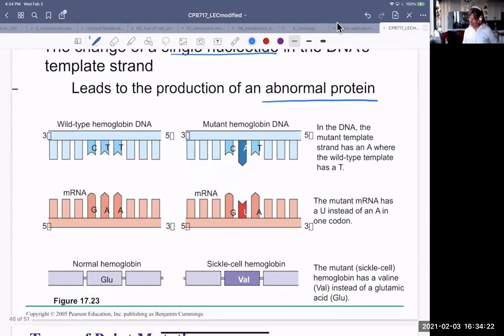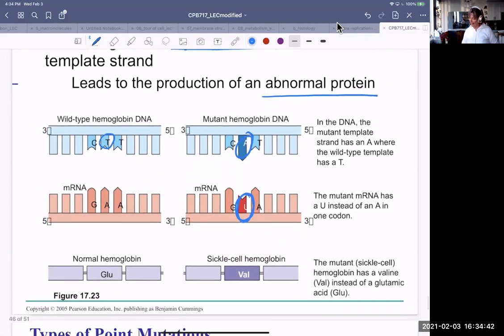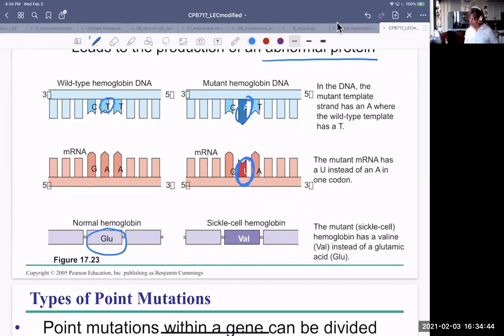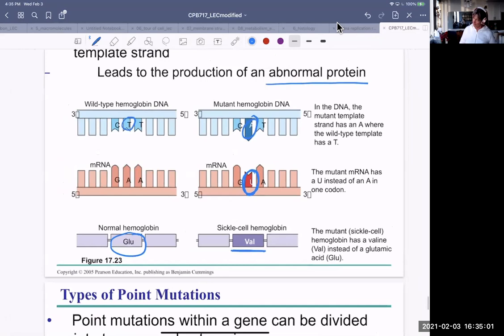So in this case, here's a T, but whoops, there's a mutant. This is hemoglobin, a mutant, which instead of a T there has an A. So the mRNA, instead of having what it would have, has a U there. And well, that doesn't code for what it's supposed to, which is glutamine. It codes for valine. And that's the mutant for the sickle cell anemia condition that is caused by this mutant protein, which is hemoglobin. And that's just one mutation.